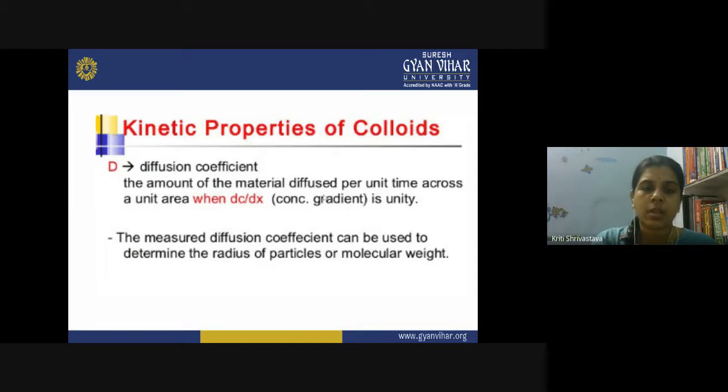So where does this law find application? You can correlate a polymer solution with a colloid. Polymers exist in their solution in the form of colloids. Their particle size is actually in the colloidal range. This law can be applied to calculate the radius of the polymer particle or the molecular weight of the polymer molecule. Similarly, all macromolecules can behave like colloids, and their molecular weight and radius can be determined using this law. So diffusion was again a very important kinetic property of colloids.